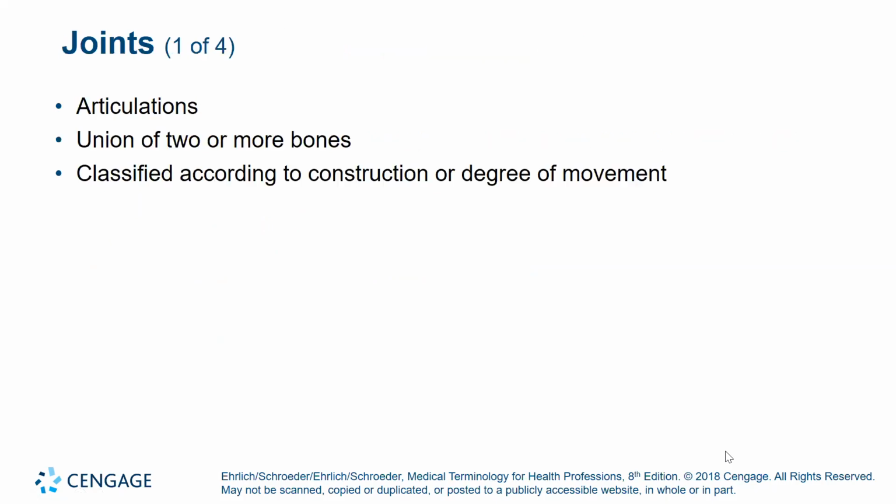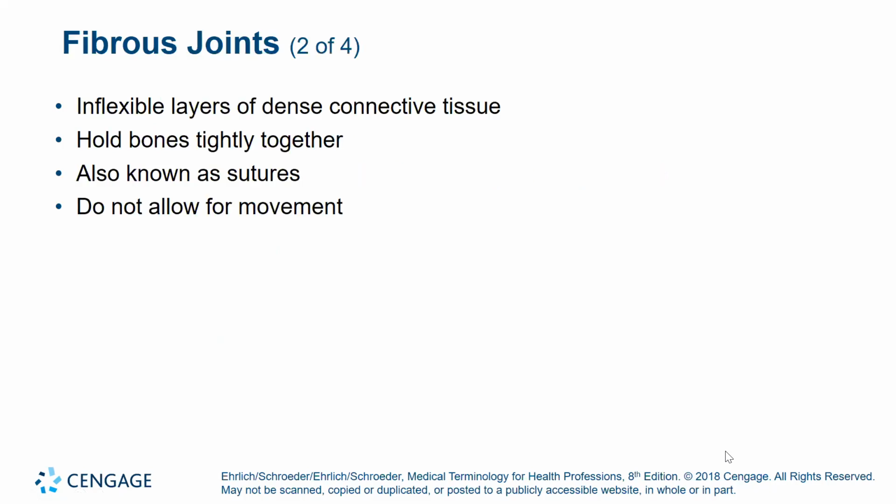Joints. Joints are also known as articulations, and they are a place of union between two or more bones. They're classified according to construction or degree of movement. We have the fibrous joints, which are inflexible layers of dense connective tissue. They hold bones tightly together. They're also known as sutures, and they do not allow for movement. In newborns and very young children, some fibrous joints are movable before they have solidified.